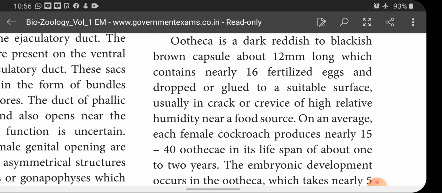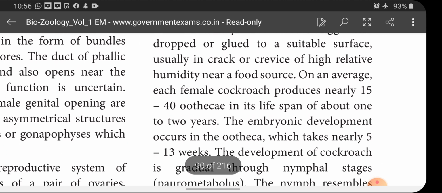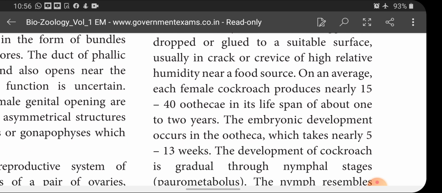Then the ootheca is a dark reddish to blackish brown capsule about 12 cm long, which contains nearly 16 fertilized eggs, and is dropped or glued to a suitable surface, usually in a crack or crevice of high relative humidity near a food source. On an average, each female cockroach produces nearly 15 to 40 ootheca in its lifespan of about 1 to 2 years. So the lifespan of cockroach is 1 to 2 years, and in its lifespan it produces 15 to 40 ootheca.